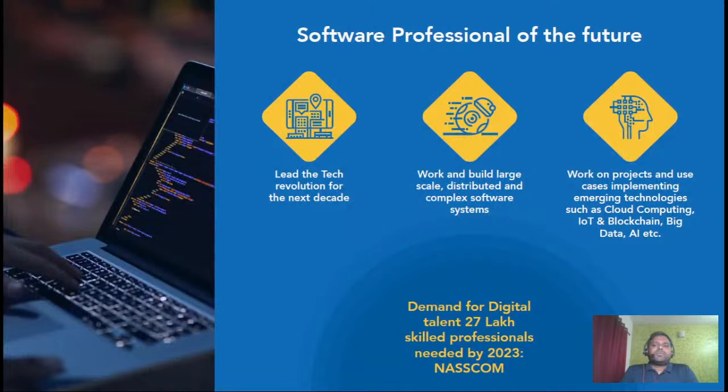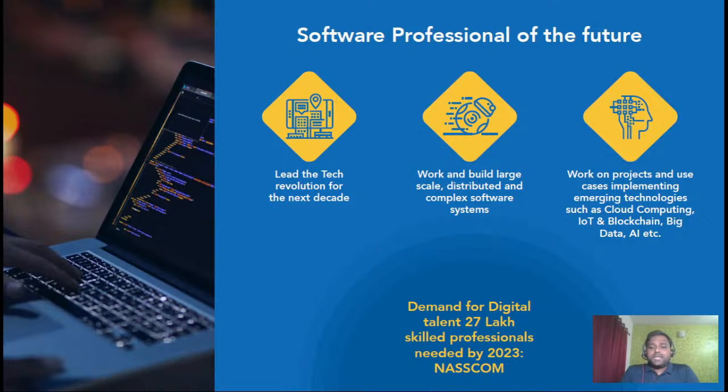So now as a software professional, what should you look for? The technologies which you are going to work in the next decade are going to be majorly focusing on emerging technologies, and these are going to be large scale distributed systems. So for you to work on these technologies, you need to get abreast with them and understand how software engineering in the current landscape is looking like.